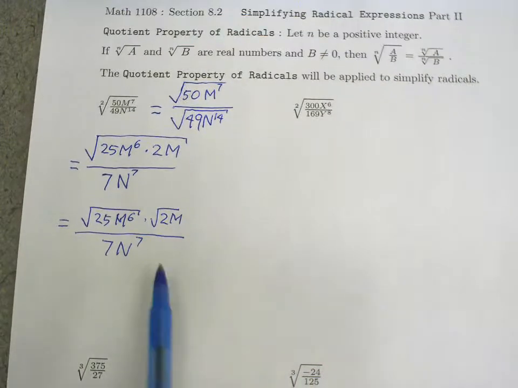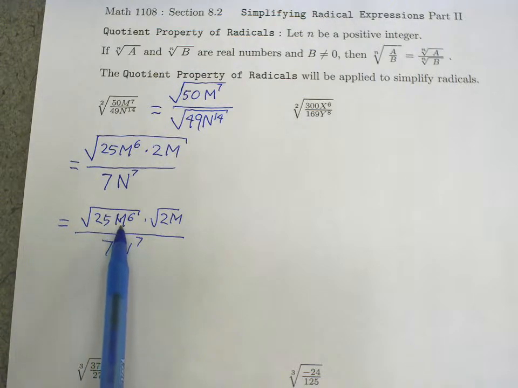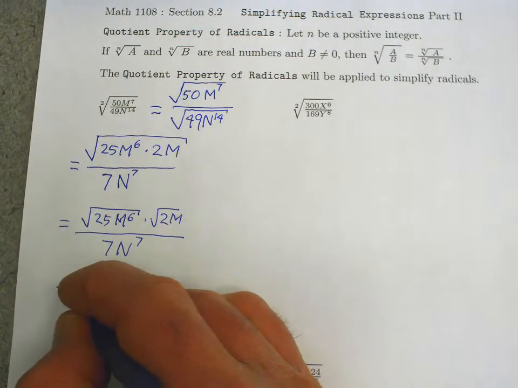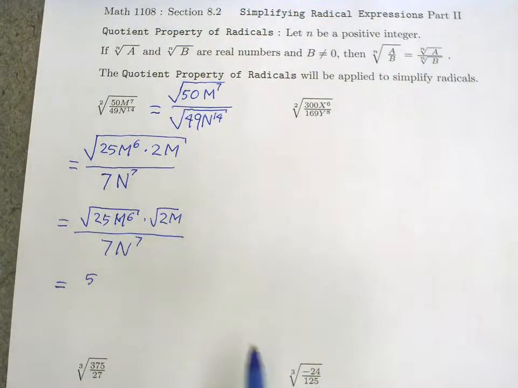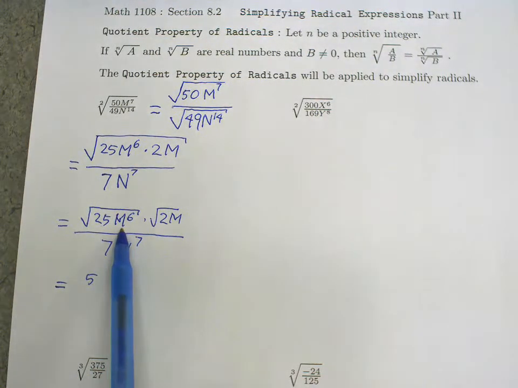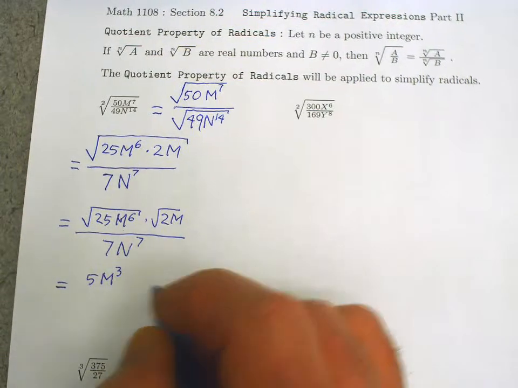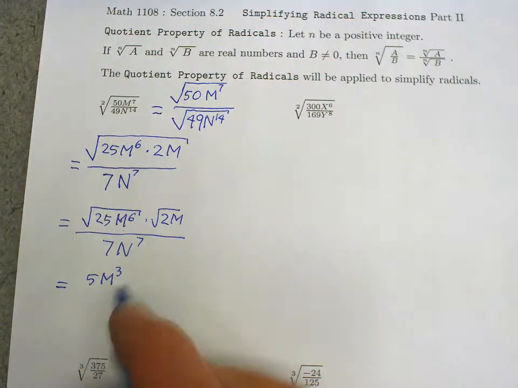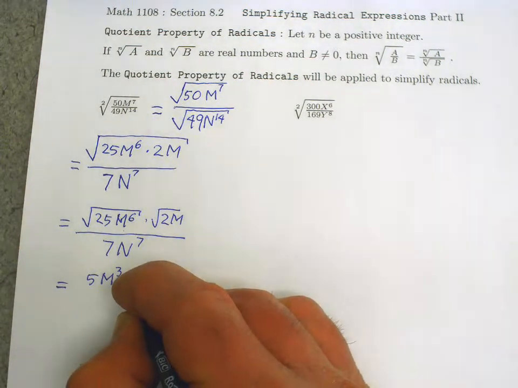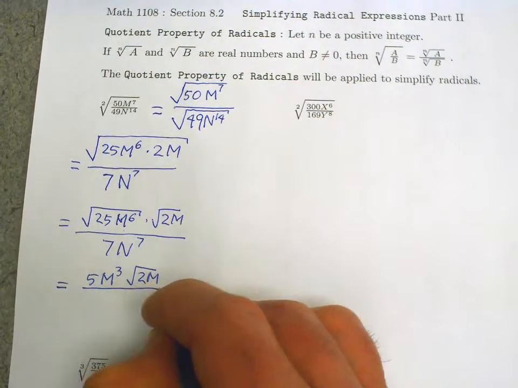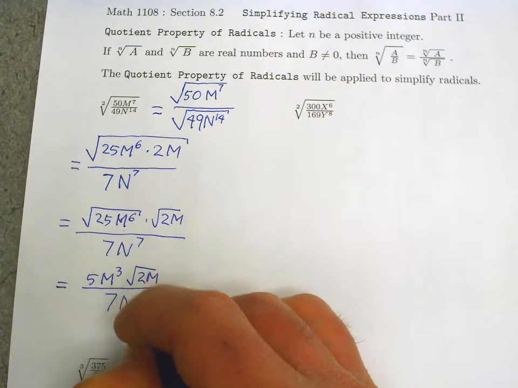And finally, in the numerator, the square root of 25 is 5. The square root of m to the 6th is m to the 3rd. And so in the numerator, we have to multiply 5m to the 3rd times the square root of 2m. And the denominator is 7n to the 7th.